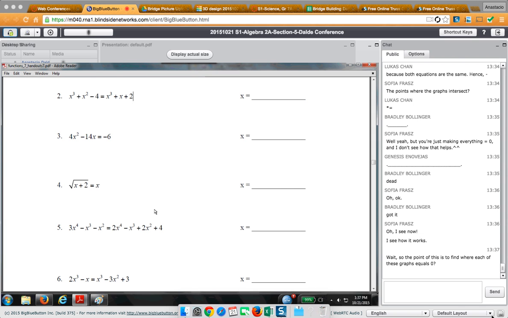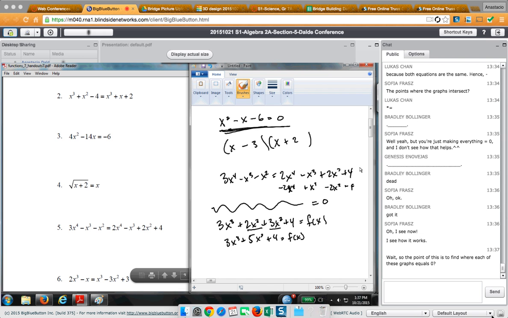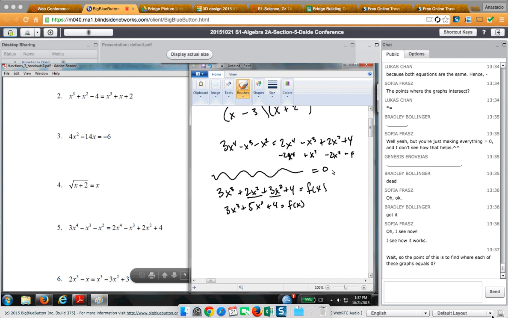So the point of this is to find where each of the graphs equals 0? No. It's just that when you simplify it, since you got rid of everything on one side, that side would essentially equal 0. Yeah. Essentially, yeah.